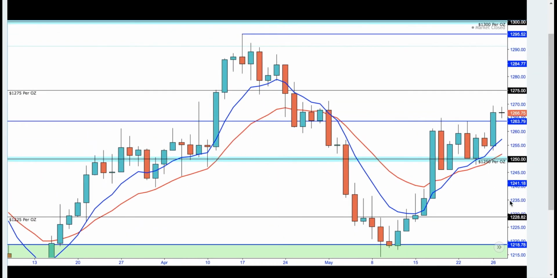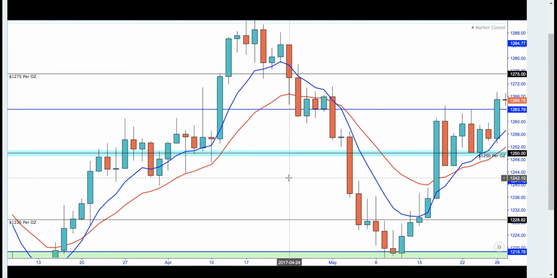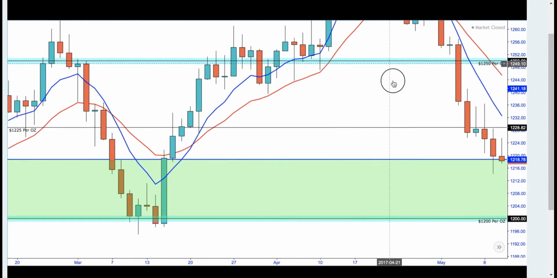2 brilliant rejections here. Spike through, rest above, right into the region, nearly at the 18, and so on. And then look at the price, rebounded, skyrocketed, and so on.